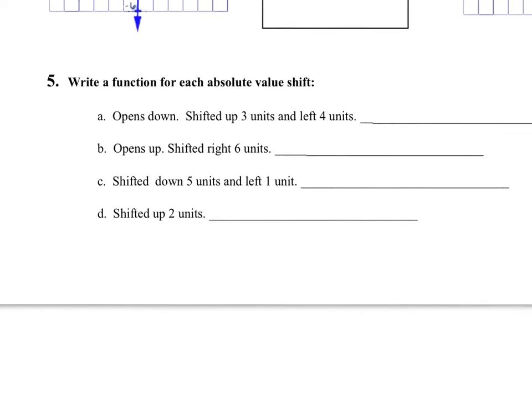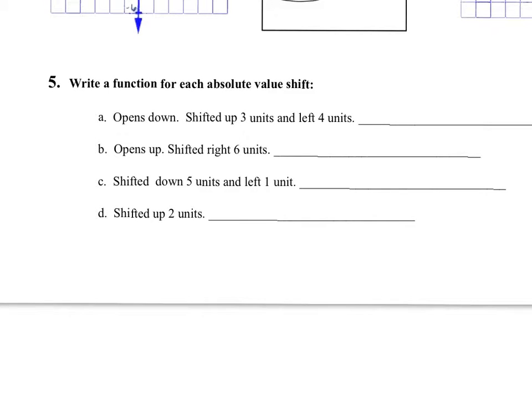Now number 5, write a function for each absolute value shift. So it's opening down, so I know I'm going to write y equals the opposite to begin with, and it shifted up 3 units and left 4 units. Now I put absolute value bars, it's going left 4, so this is going to be x plus 4, and it's going up 3.